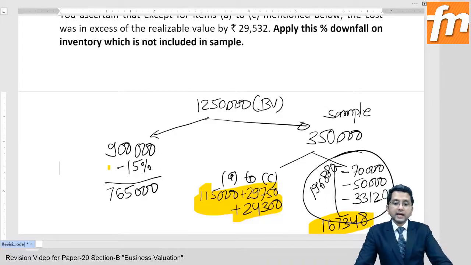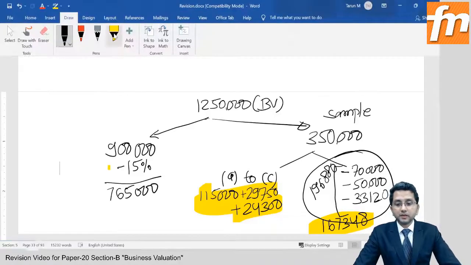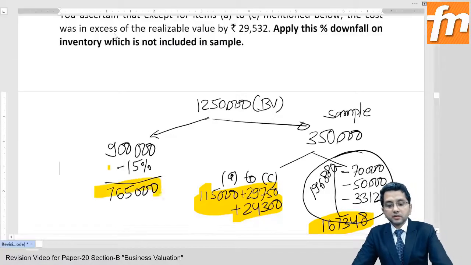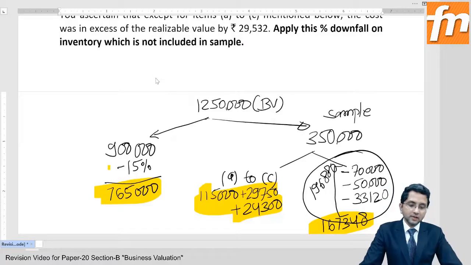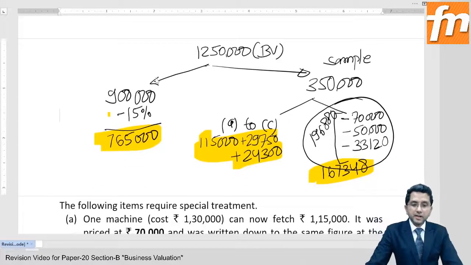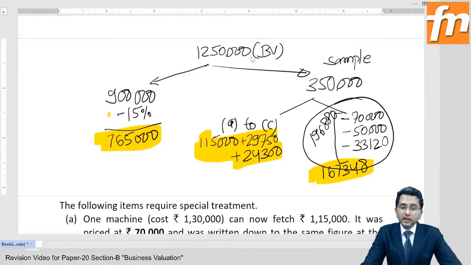You'll be left with 7,65,000. So this is the whole story now. You're making valuation of inventory. Book value of inventory is 12,50,000, out of which you take out a sample of 3,50,000.